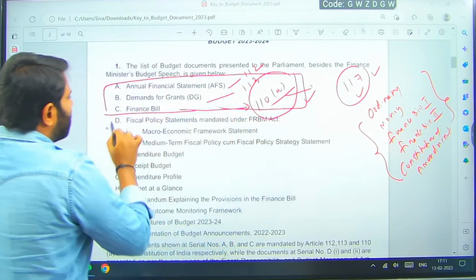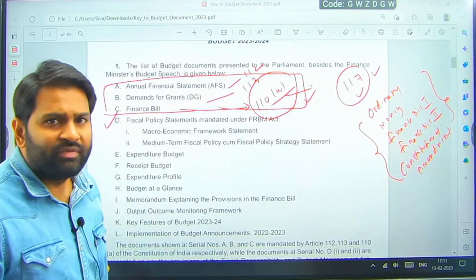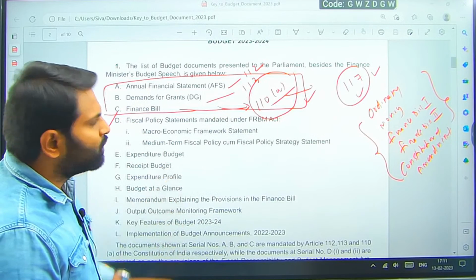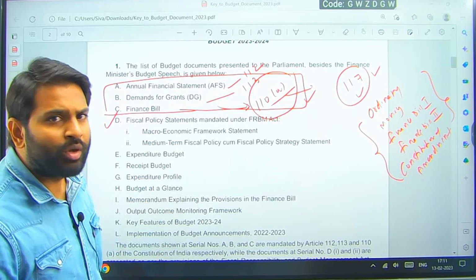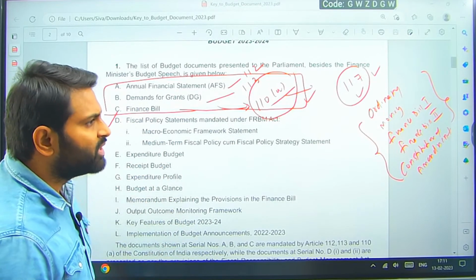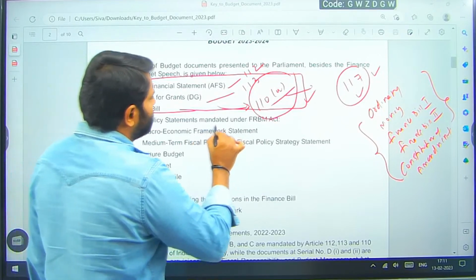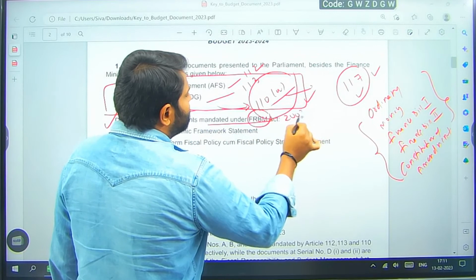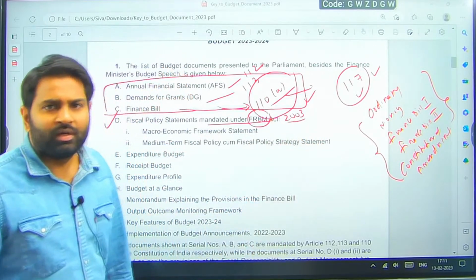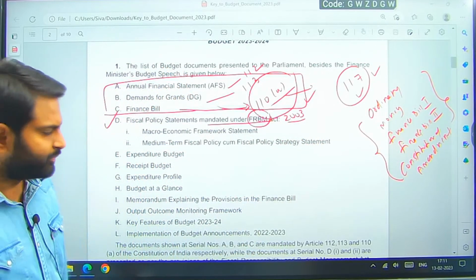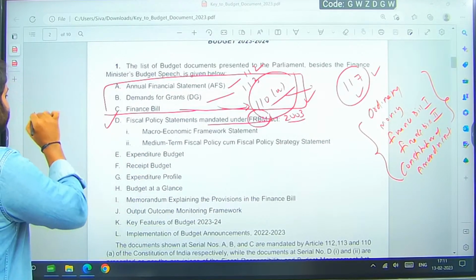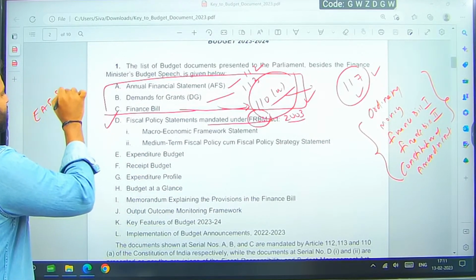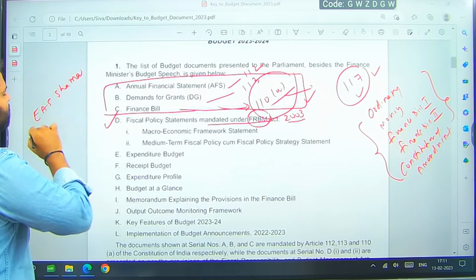And next, FRBM. As I said, deficits were more during 2000. There was a committee established. What committee? Online students, please tell me which committee was established, according to which the FRBM Act 2003 came into picture. Which committee and which is the review committee? E.A.S. Sharma committee was established in 2000.